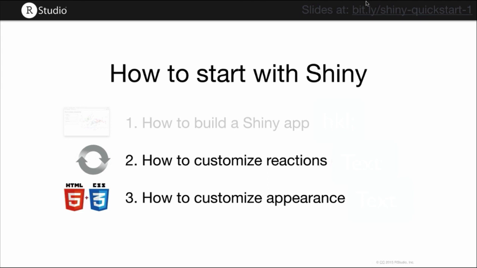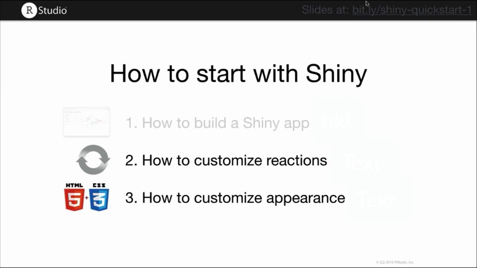Since our apps are basically web pages, as you can imagine, we could do a lot with HTML, CSS, and JavaScript. And surprisingly, a lot of that functionality is already embedded into Shiny, which means you can use R to customize your apps. You don't need to know HTML or CSS.